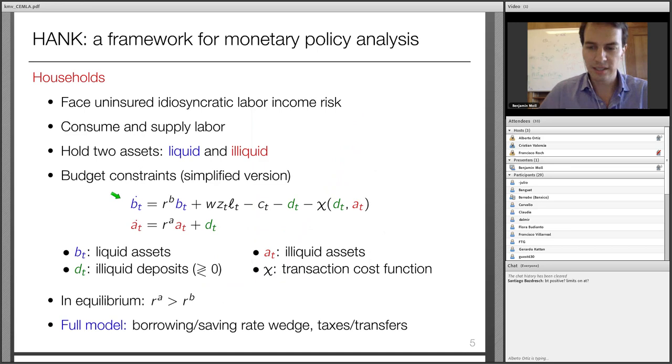So the question is, what are the constraints on B and A? The constraint on B is that it's greater or equal to some number B min, which is negative. So B has to be greater or equal to, say, minus $10,000. And as I've said, in the full model there's also going to be a wedge in the interest rate between negative and positive B. So in the B region there are two key points. One is a borrowing constraint at minus $10,000, and then there's this wedge in the interest rate at zero liquid wealth. On A, the assumption is that A has to be greater or equal to zero. So you cannot borrow in the illiquid assets. I hope that answers the question.